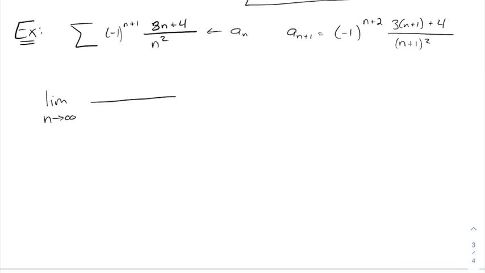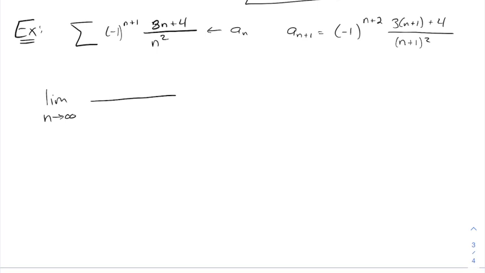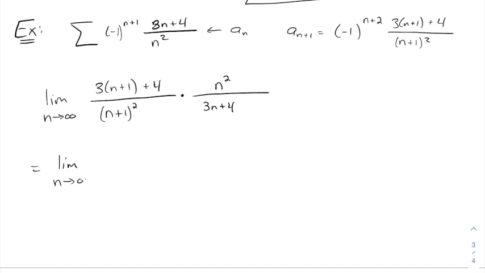Now I'm taking the absolute value, so I'm going to ignore the negative 1 part. And I'm going to do a sub n plus 1, which is 3 times n plus 1 plus 4 over n plus 1 squared. Multiply that by the reciprocal of a sub n, which gives me n squared on top and then 3n plus 4 on bottom. And now rearrange to put like things together.